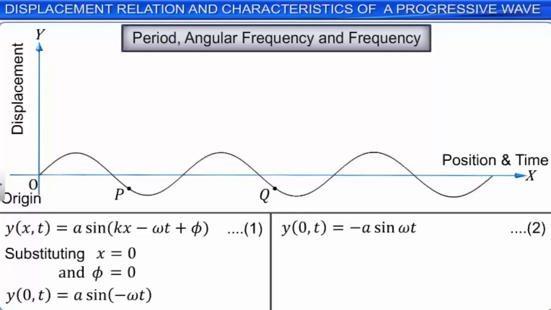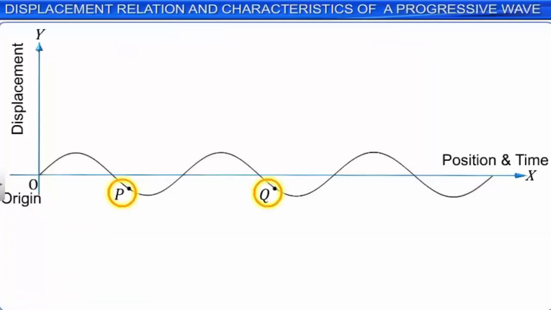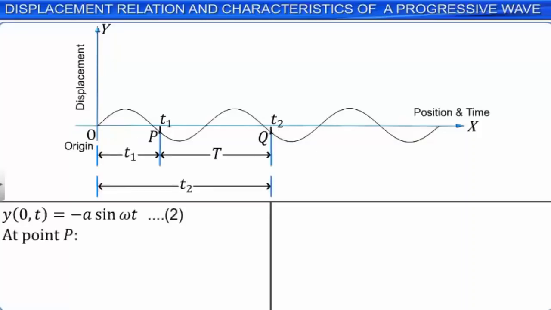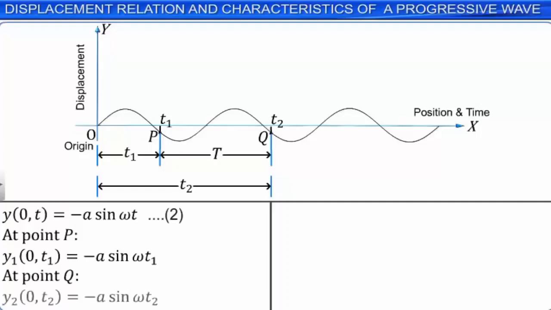Points P and Q are at the same phase. That is, one oscillation is completed between points P and Q, and the time taken for this oscillation is called the period of oscillation T of the wave. Substituting the time values at points P and Q in equation 2, at point P we get y1(0,t1) = −A sin(ωt1). At point Q, we get y2(0,t2) = −A sin(ωt2). Equating their right-hand sides, we get −A sin(ωt1) = −A sin(ωt2). That is, their displacement will be the same as they are at the same phase.